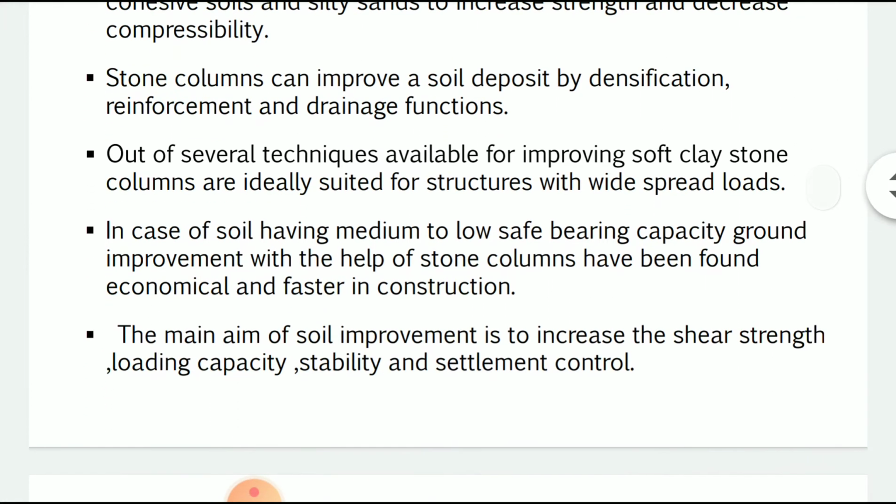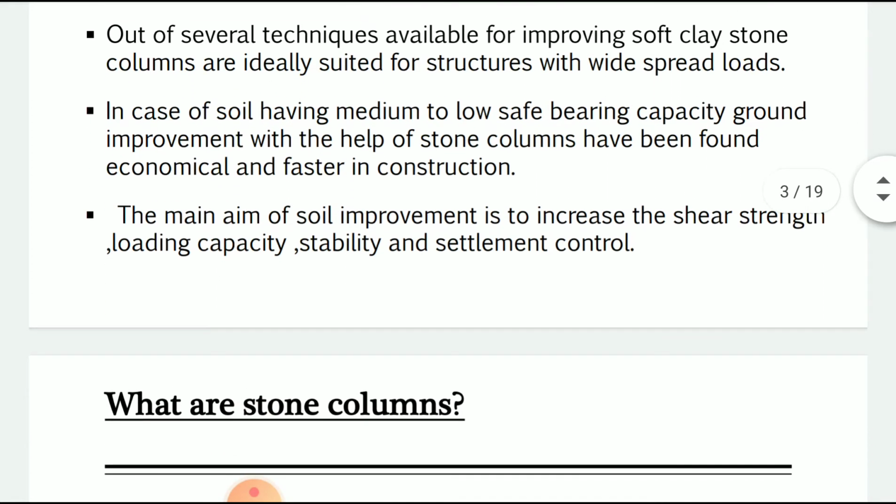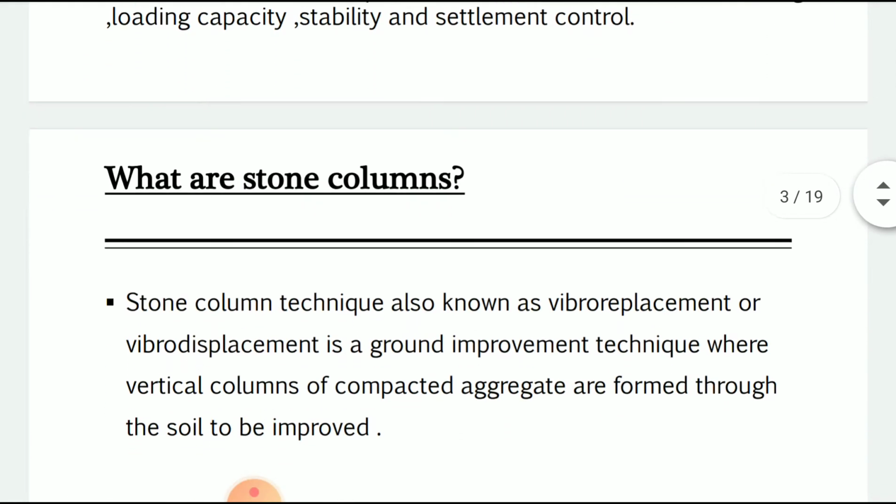The main aim of soil improvement is to increase the shear strength, loading capacity, stability and settlement control. So these are the main aims of soil improvement. Now what is the stone column?